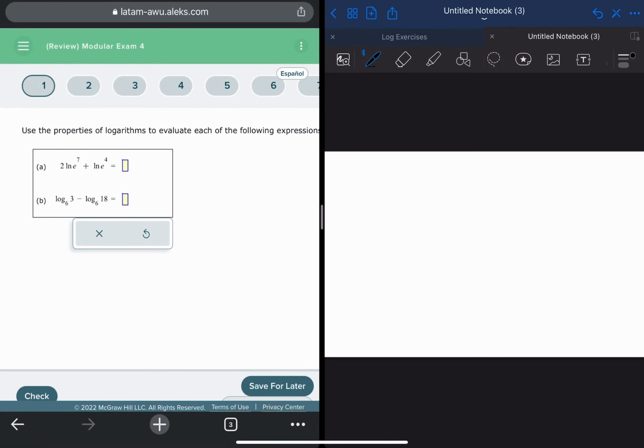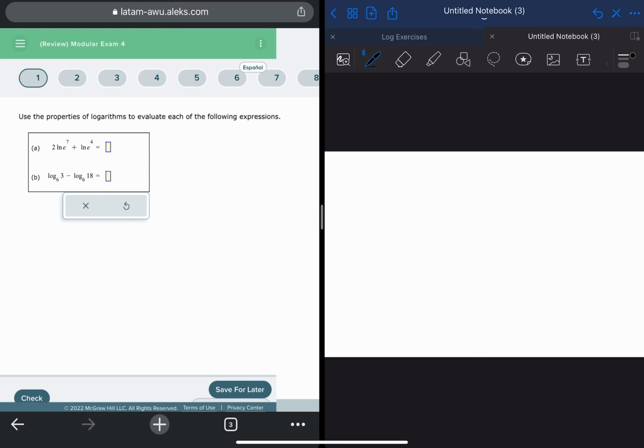Alright, so here I have opened the modular exam for review, and here I have the first exercise which says use the properties of logarithms to evaluate each of the following expressions.